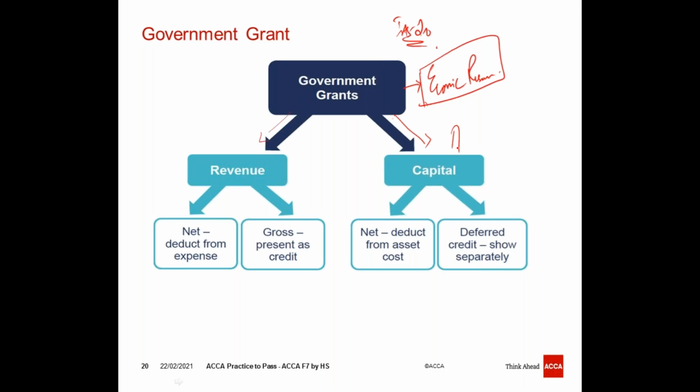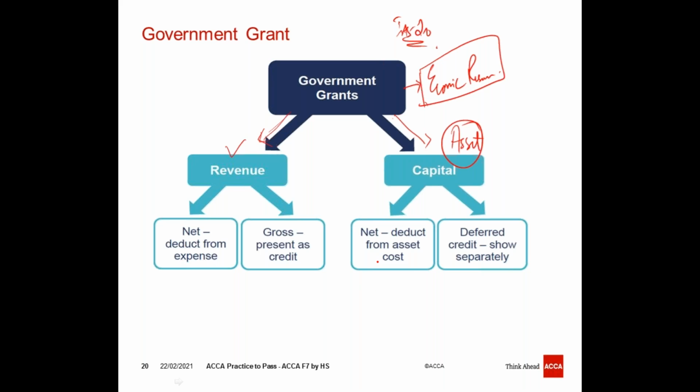Grant related to capital is also called grant related to assets. So if the government has issued you with a government grant to buy or manufacture a particular non-current asset, then it will be considered a grant related to assets. But if the government has provided the grant for any other reason, then it will be considered a grant related to revenue. Now, what are the treatments?